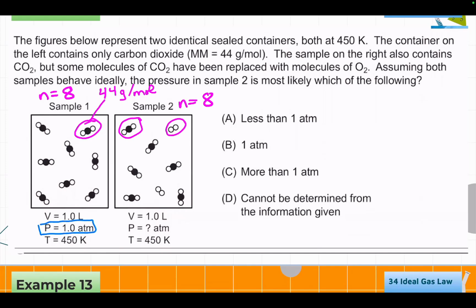And if the gas is behaving ideally, then the identity of the particle, the identity of the actual gas being CO2 or O2 or anything, hydrogen, helium, it doesn't affect the force that's being applied to the container. So the pressure will be the same for sample 2 because you still have the same number of particles that are exerting their force when colliding with the container.